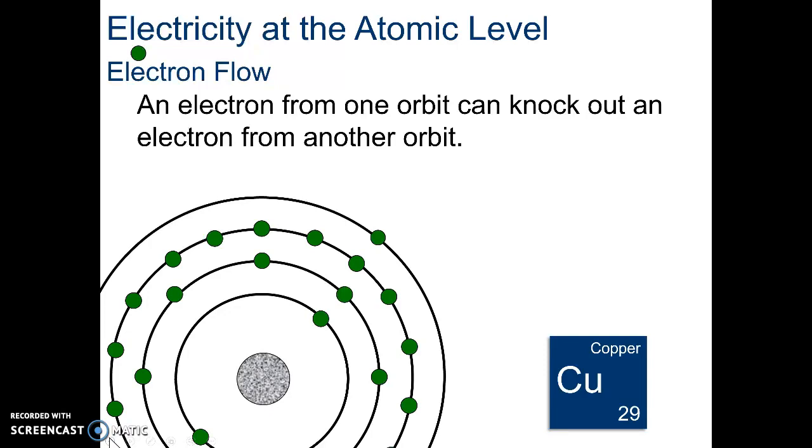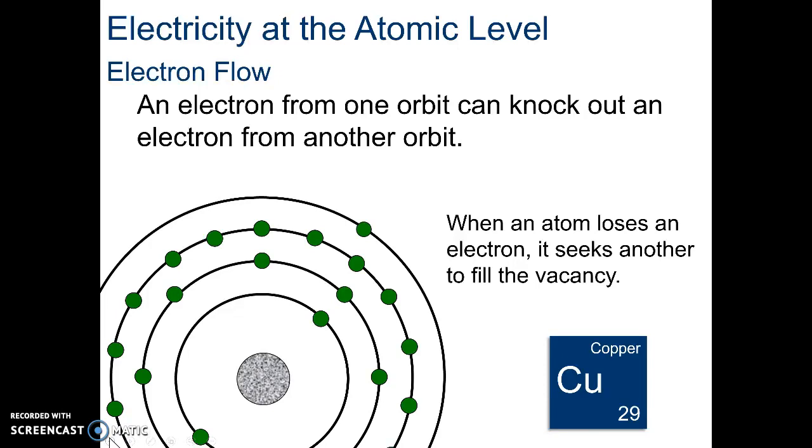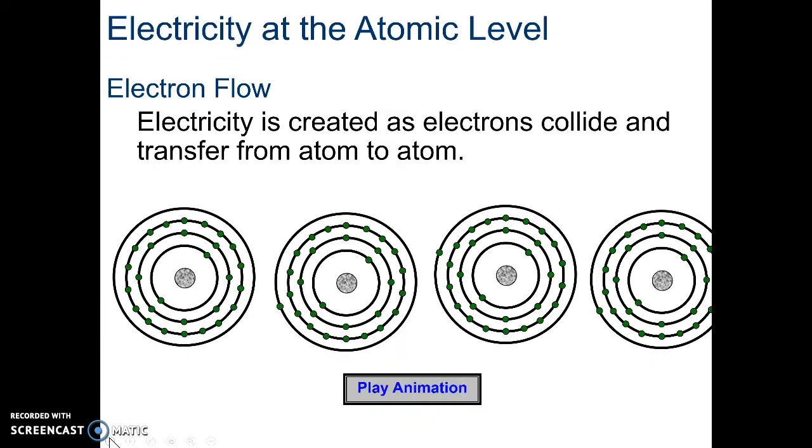When electrons are moving, they tend to knock each other out from one orbit to another. So they come in, bam, hit, send the other one out. And that is the movement we were talking about a little bit ago. When it loses an electron, it seeks another one to fill the vacancy. So if one gets knocked out, the first one will stay, the second one will go. And so if you look at this, you can kind of watch the electron fling through all of them. Do it again. And they transfer that energy across.